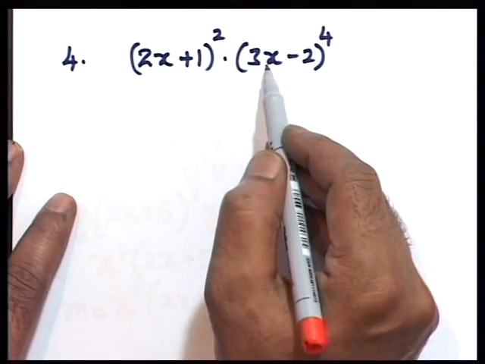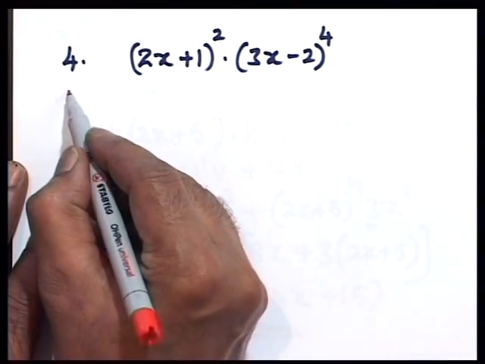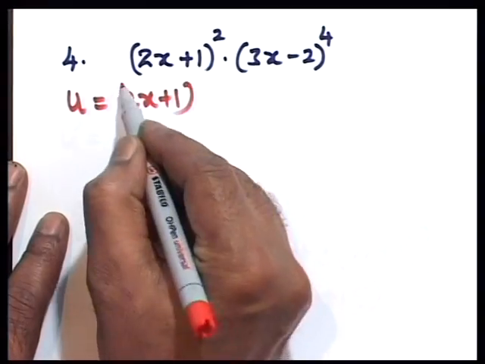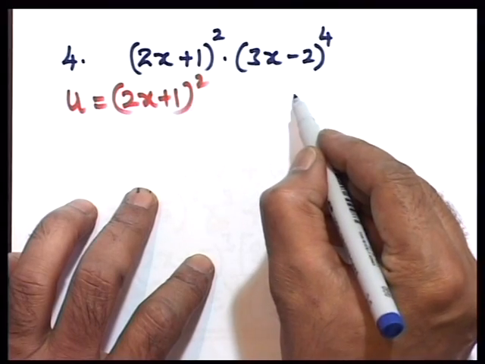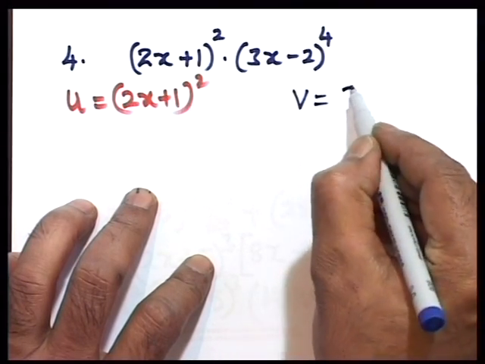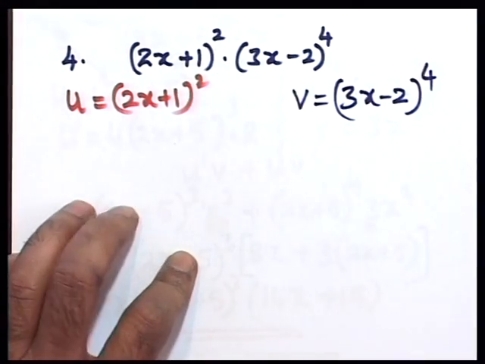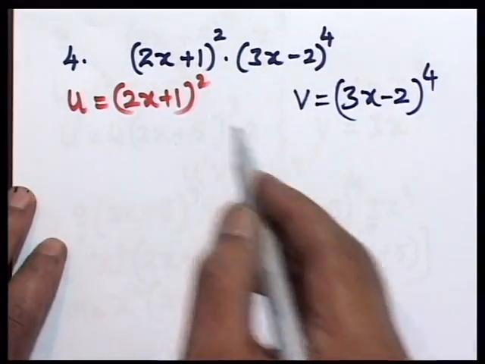That's u, that's v. Very important, right? u equals to, we write 2x plus 1 whole squared. Then I do here v equals to 3x minus 2 to the power 4. That's what I have. And I differentiate both of them now.